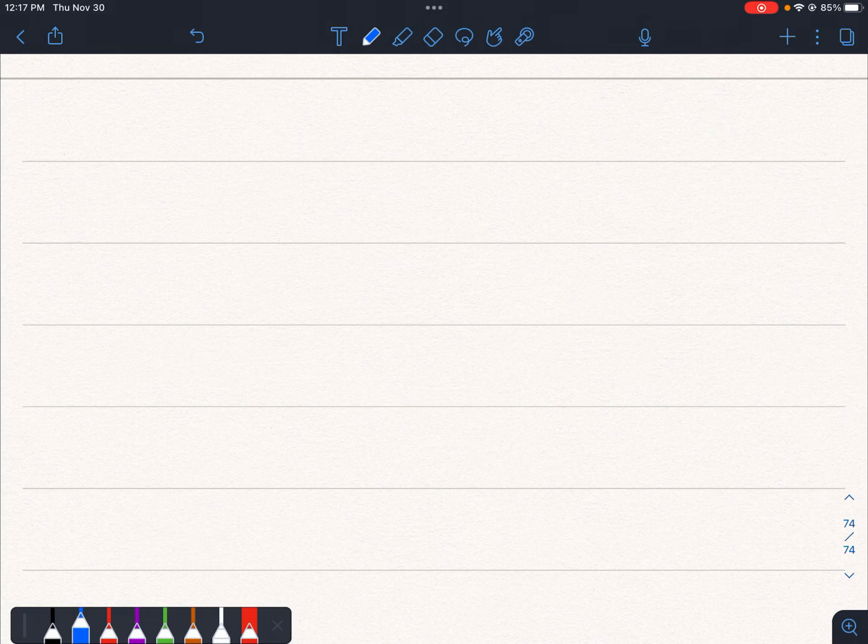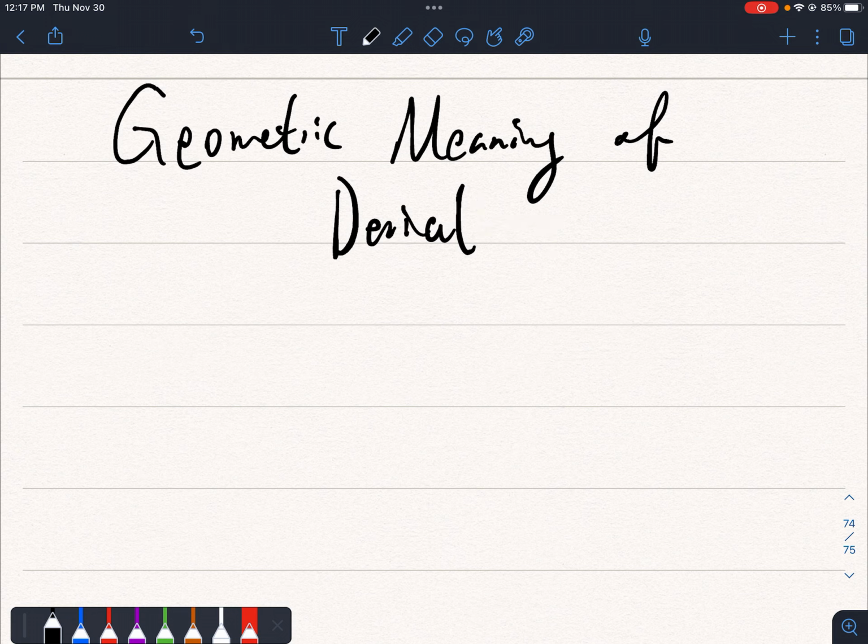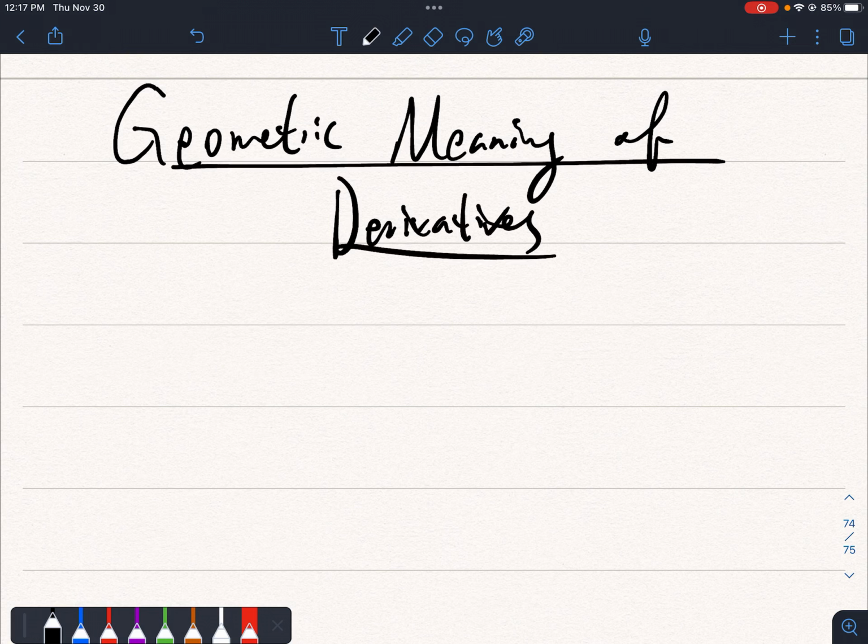Okay, so now let me continue talking about the derivatives. And when it comes to the derivative, as I said, it has a very particular geometric meaning. So let me first talk about the geometric meaning of derivatives.